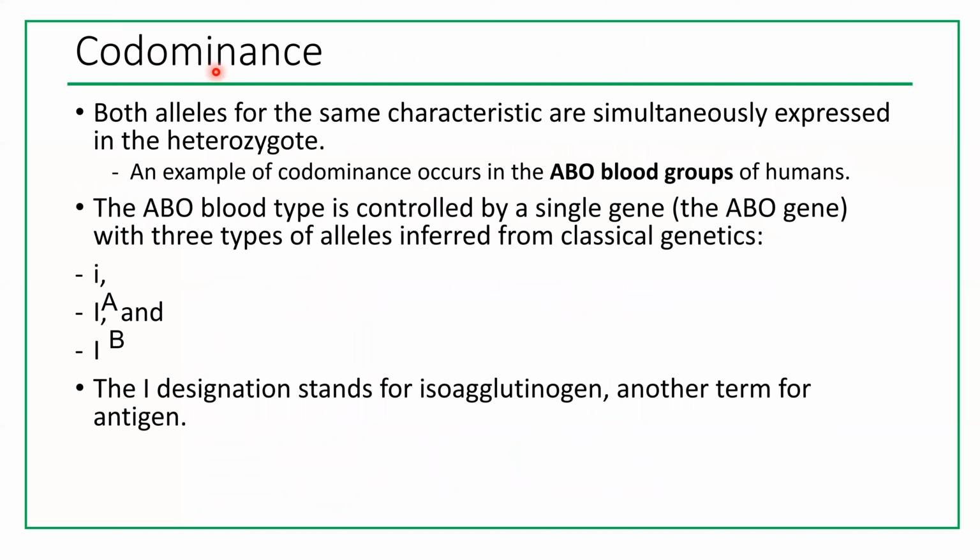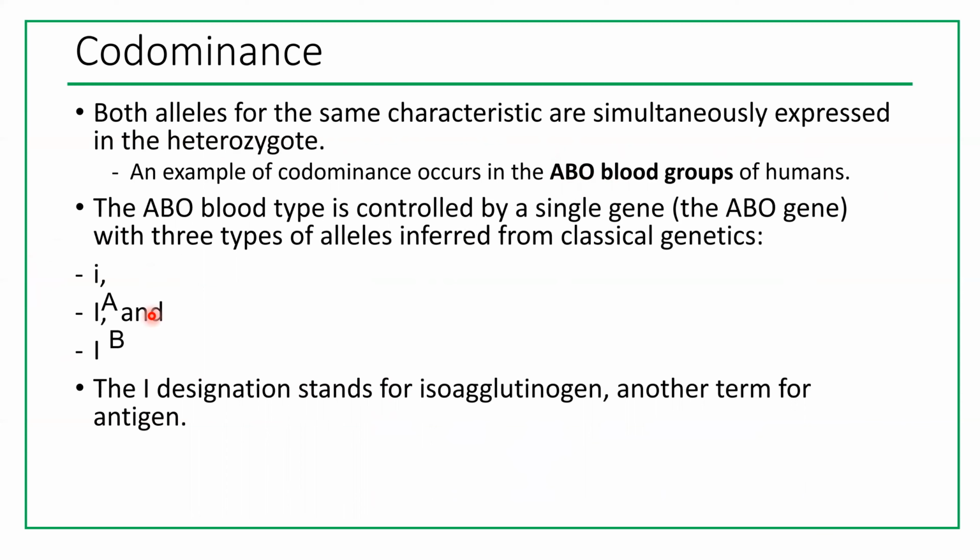Codominance is another alteration of Mendelian inheritance law. When both alleles for the same characteristic are simultaneously expressed in the heterozygote, that means they both are dominant. Example of codominance would be blood group A, B, and O in humans. And it's also multiple alleles because look, we don't have only A and B, we have A, B, and O, 3 alleles, and 2 of them are dominant. A and B, they both are dominant, right?